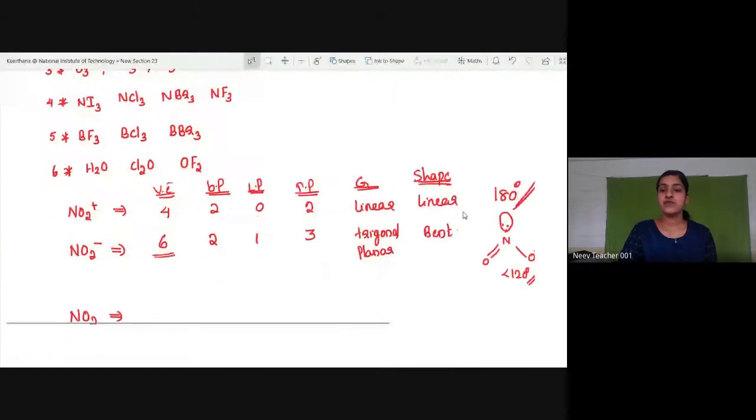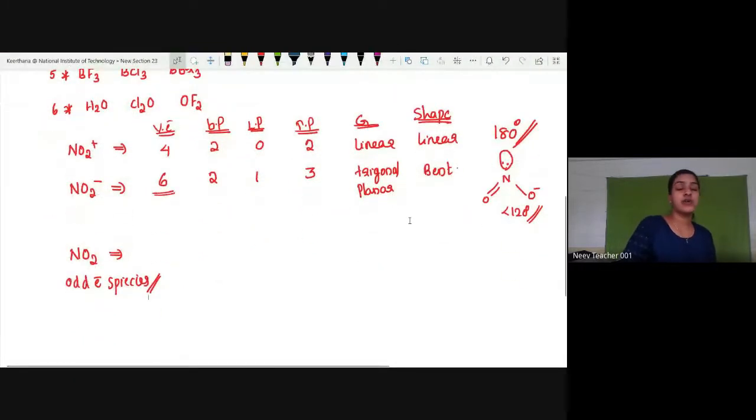So NO2, as we already discussed in the drawbacks of the Lewis octet theory, is an odd electron species, which means NO2 has 5 electrons, bond pairs 2, and it is not a lone pair, it is a 1 electron existence. Odd electron existence is there in NO2. It is not a lone pair. NO2 also has a bent shape. Double bond O, double bond O, and there is 1 electron.